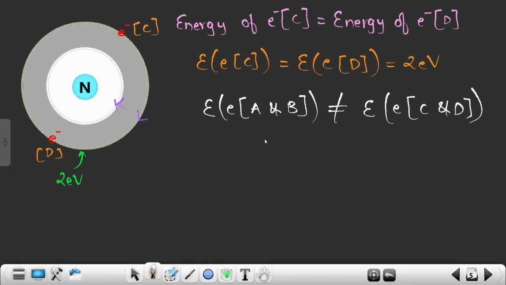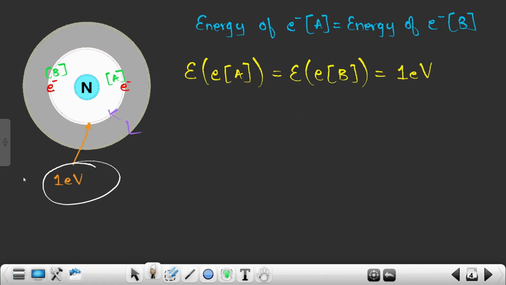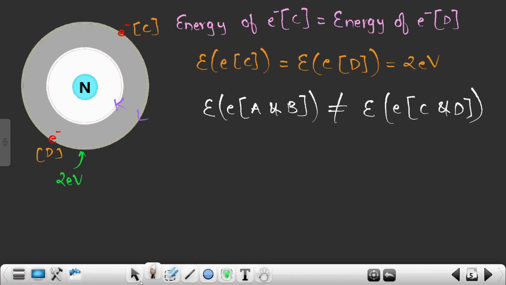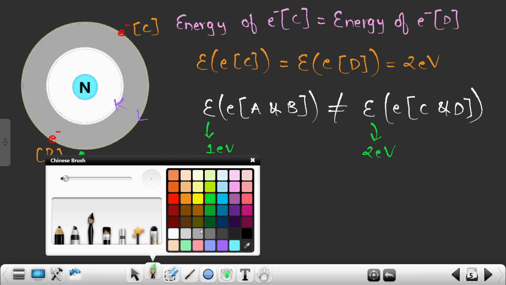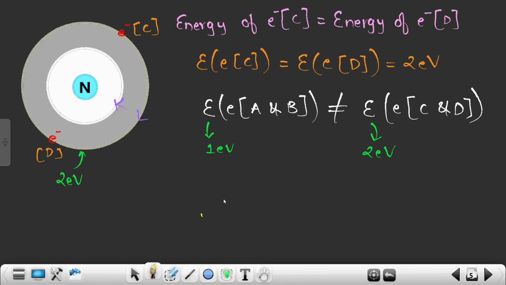And we can clearly see this is because the energy of this particular orbit or shell is 1 electron volt, whereas this particular shell is 2 electron volt. So I'll write over here the energy is 1 electron volt, and over here the energy is 2 electron volt. I hope you are able to understand this. Great. And we can write one more thing, that is the energy of K shell is not equal to the energy of L shell.